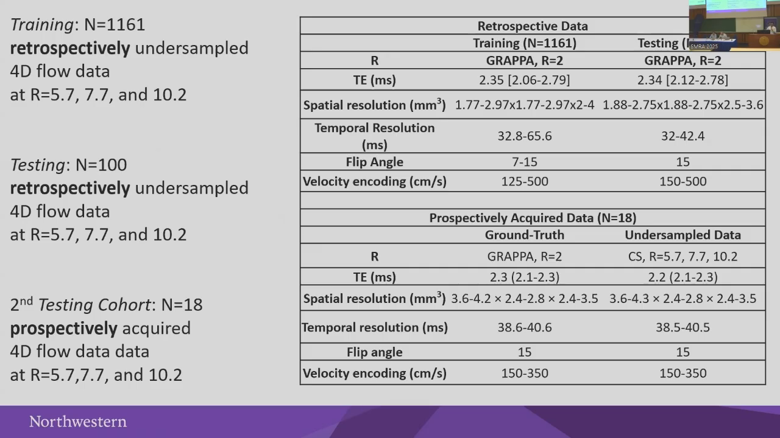So here let's just focus on the left side. It's describing the different training and testing sets. At the top, there were about 1,000 retrospectively undersampled 4D flow data. So they were originally fully sampled and then retrospectively downsampled at 5.7, 7.7, and 10.2 acceleration factors. There was a separate set of 100 data sets that were used for testing, undersampled in the same way. And then a small group of prospectively acquired data, which were accelerated by the same degree, but the scans were prospectively acquired.